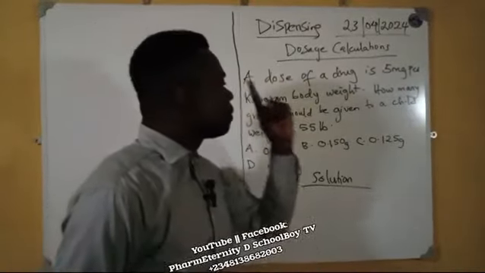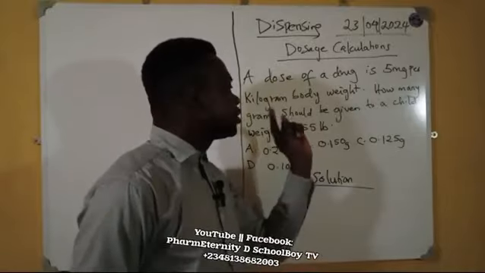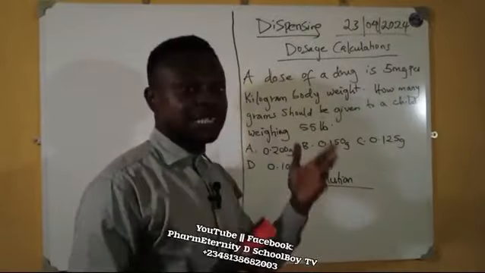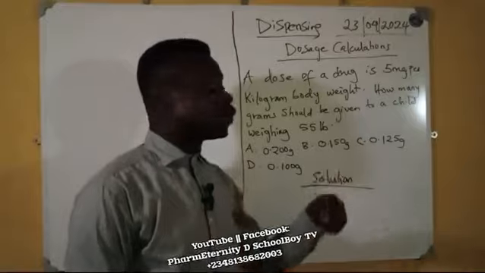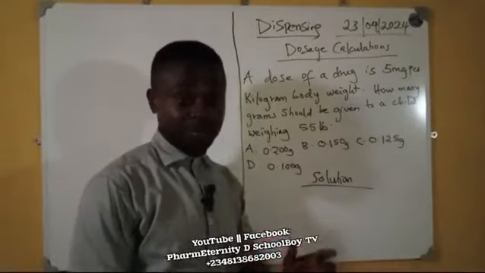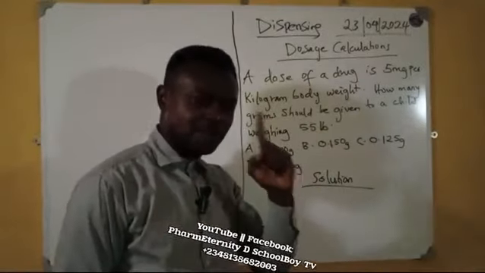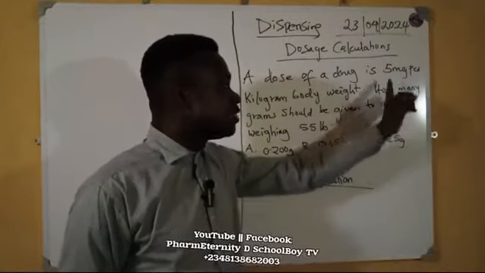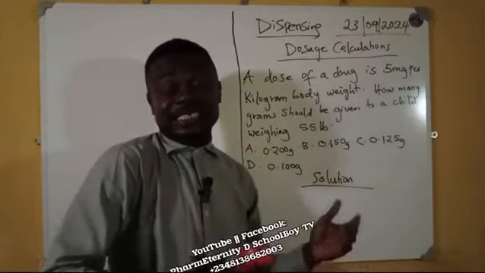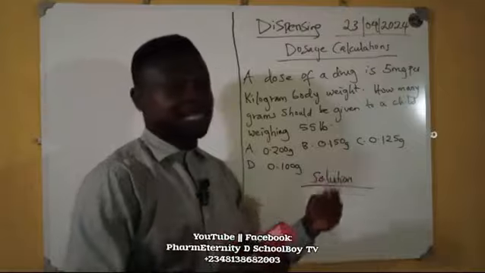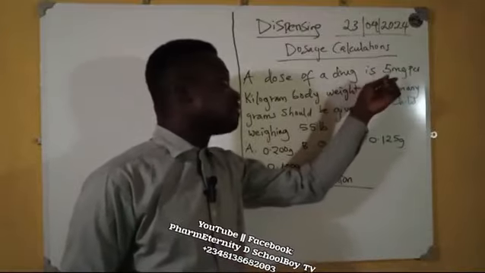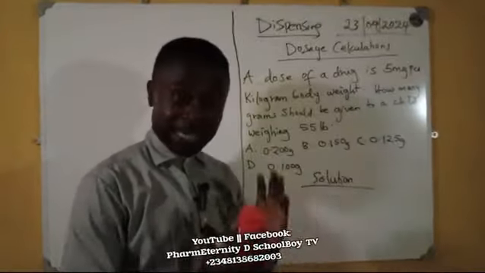So, let's assume that the patient's body weight is 1 kilogram. That means the patient will require 5 milligrams. So that's what it means: per 1 kilogram body weight, they will need 5 milligrams. So if the patient is 10 kilograms, for example, the patient will need 10 times 5 milligrams, which is 50 milligrams. That's the meaning.